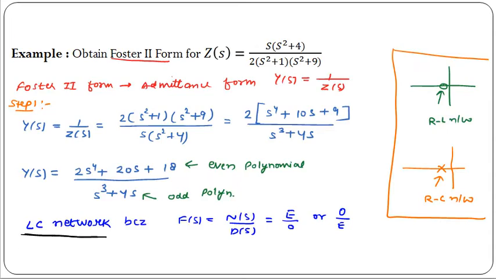So now in step 2 we will check the numerator and the denominator degree. If we see the numerator degree, we are getting 2s power 4. So the highest degree of the numerator is 4, and the highest degree of the denominator is s cube. So here we are getting numerator degree greater than denominator degree. So this is an improper fraction, but in Foster form we need a proper fraction. It means the degree of the numerator should be less than the degree of the denominator.